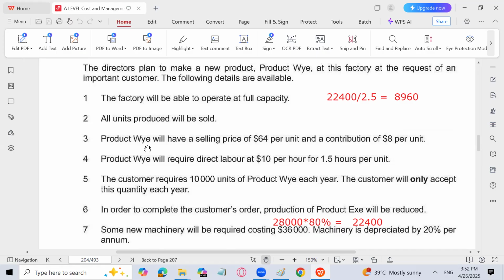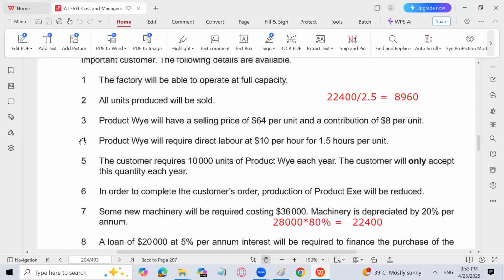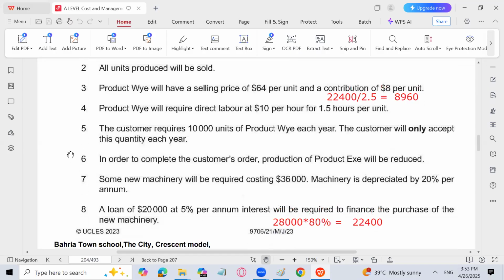Product Y will have a selling price of 64 per unit and a contribution of 8 per unit. Product Y will require direct labor at 10 per hour for 1.5 hours per unit. The customer requires 10,000 units of product Y each year, and will only accept this quantity. So we are able to produce 11,200, but we will produce only 10,000 units of product Y. In order to complete the customer's order, production of product X will be reduced, because we can produce only 11,200 units, which is our capacity.